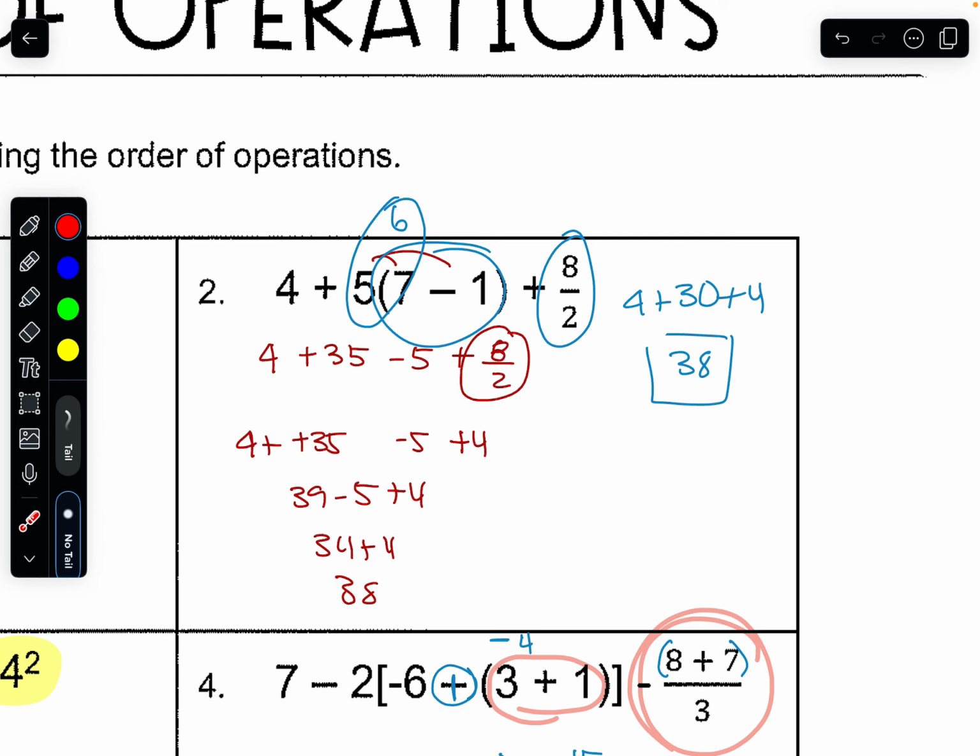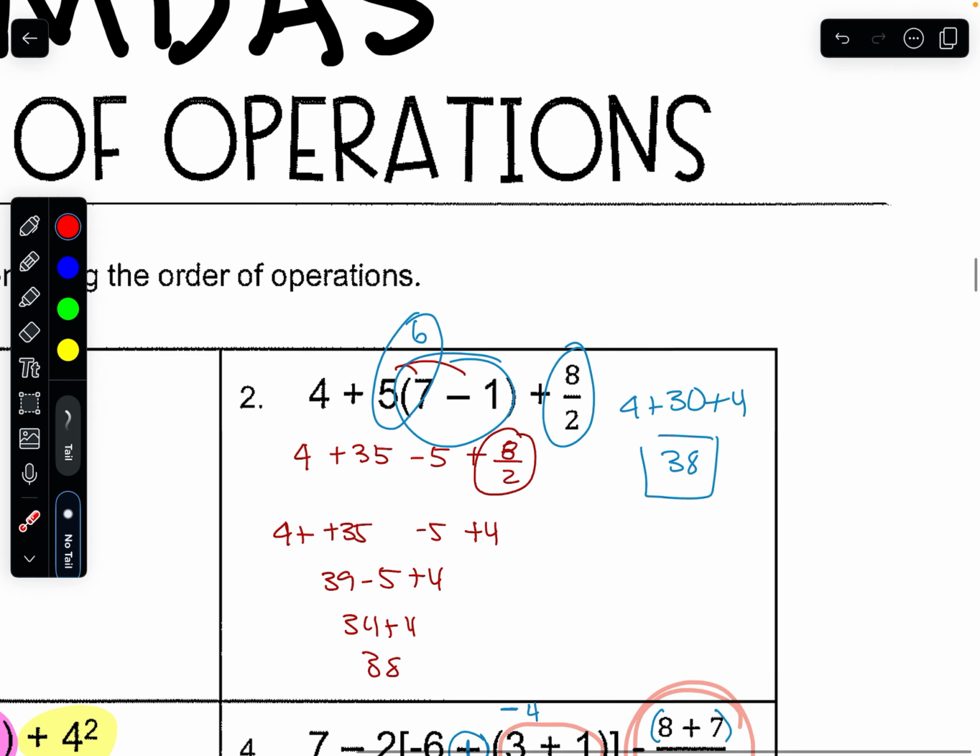But if we follow PEMDAS, we would do the parentheses first, which would give us 6. And 6 times 5 is 30. And then we have plus 4, and 8 divided by 4 is 4, and you quickly get to 38 without all that work.